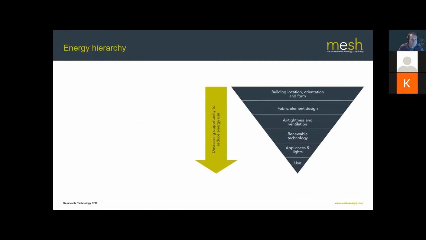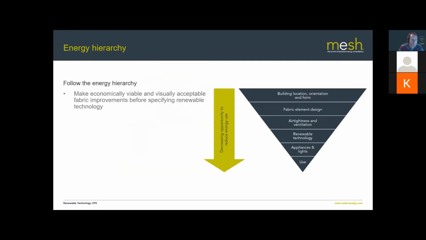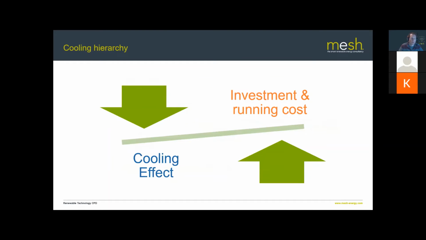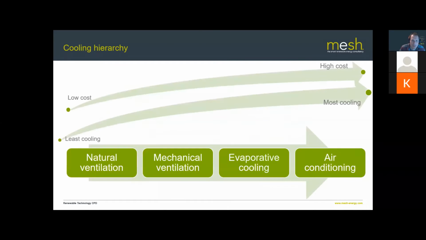So moving on from there, this slide basically just goes through what I've just talked about, and we're going to now look at the cooling hierarchy. The cooling hierarchy works in much the same way, and basically it's saying you get what you pay for. And obviously what we're trying to do is get the best balance between the cooling effect we need and the investment and running cost that we want. And that's what I'm really trying to talk about in this next slide.